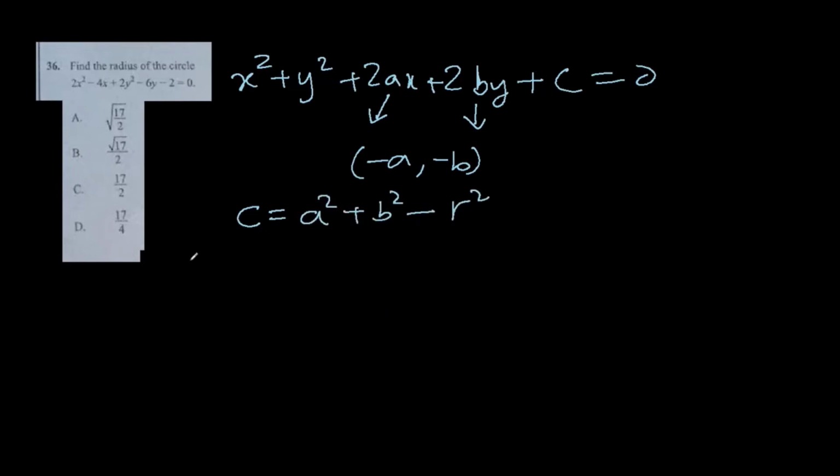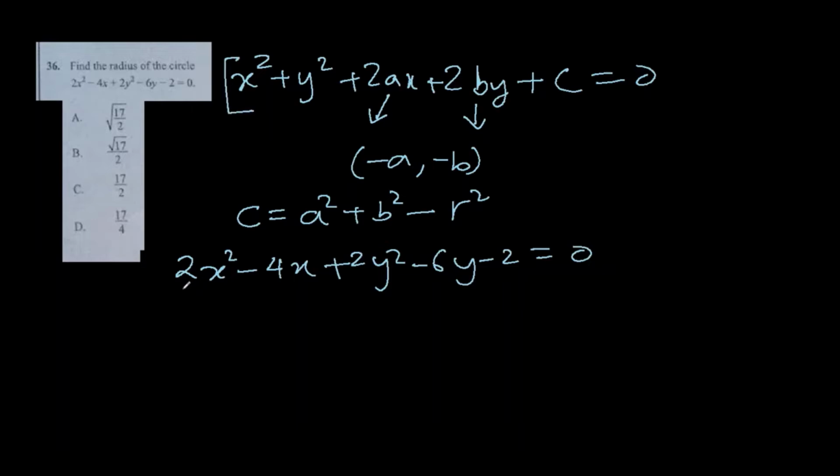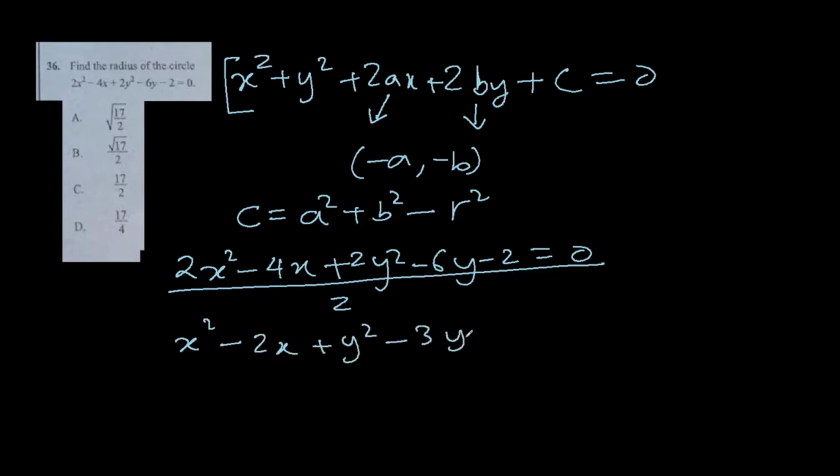So let's convert our equation. Let's see what is the equation. 2x squared minus 4x plus 2y squared minus 6y minus 2 equal to 0. It is not matching with our standard equation. So let's divide the whole equation by 2. So 2x squared divided by 2 is just x squared. Yes, it matches now. Minus 2x plus y squared minus 3y minus 1 equal to 0.